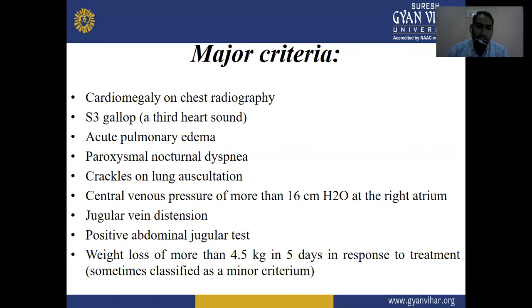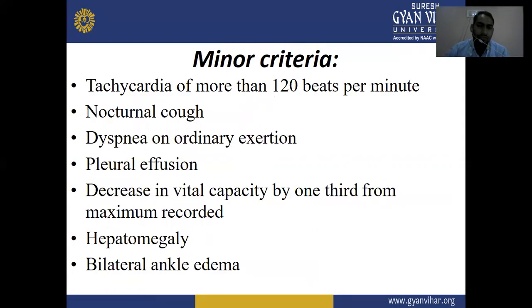Paroxysmal nocturnal dyspnea, crackles on lungs, central venous pressure of more than 16 cm H2O at the right atrium, jugular vein distention, positive abdominojugular test, weight loss of more than 4.5 kg in 5 days in response to treatment, sometimes classified as a minor criterion. These are the major criteria of CHF.